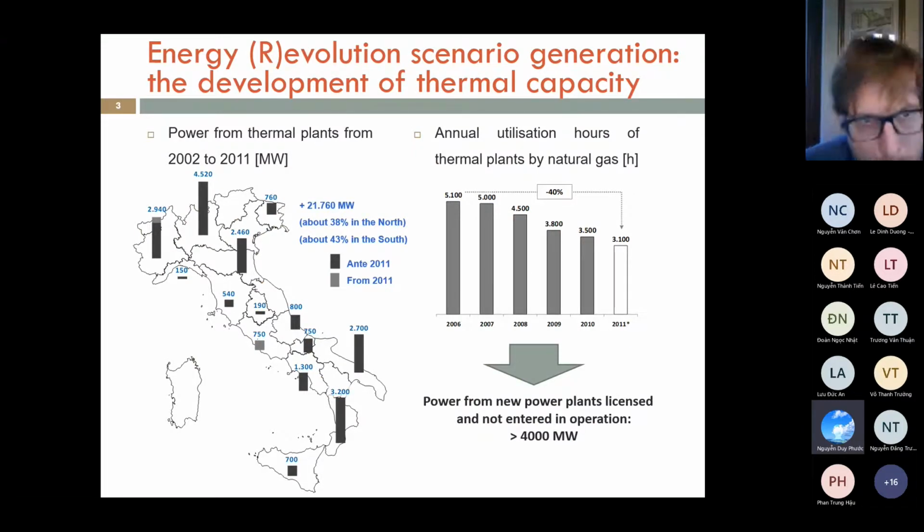I titled this slide the energy revolution scenario. What does it mean? Basically, as I told you also last time, we always have to consider the thermal power plants and the RES together. Why? Because the RES impact the thermal power plants and vice versa.